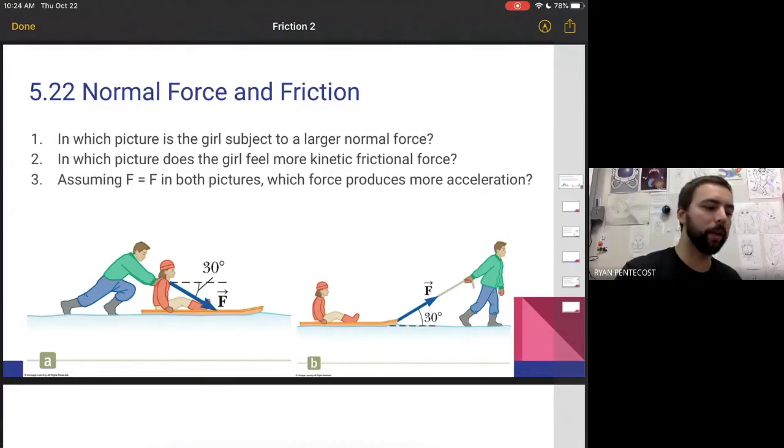Hi, everybody. So today we're working through more friction problems. This is friction part two. We'll start with normal force.